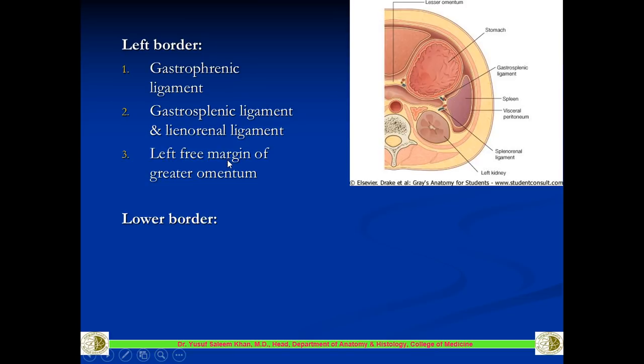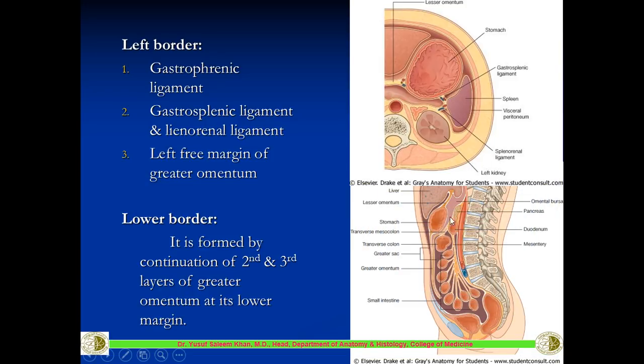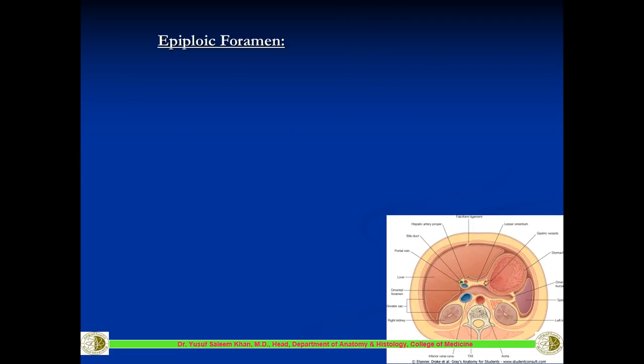Okay, the left free margin of the greater omentum, the greater omentum which is hanging down, will be forming the left boundary. The lower border is again closed because the first two layers will continue as the third and the fourth layer. So here also it is closed. It is formed by the continuation of the second and third layer of the greater omentum at its lower margin. So the second layer will continue as the third layer, and it is closed down, and this forms the lower boundary for this lesser sac.